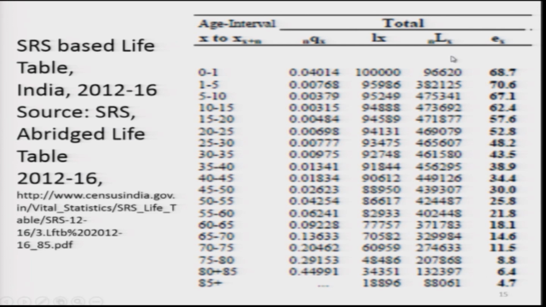Another thing: life expectancy is 68.7, meaning a newborn baby is expected to live for 68.7 years, but if you look at 70 to 75, it shows 11.5 years. Going by 68.7, you may develop the impression that all the people would be dead by 70. No, at age 70, those who have reached 70 are still expected to live for 11.5 years. They will not die immediately. Even those who have survived to 85 are also expected to live for 4.7 years.